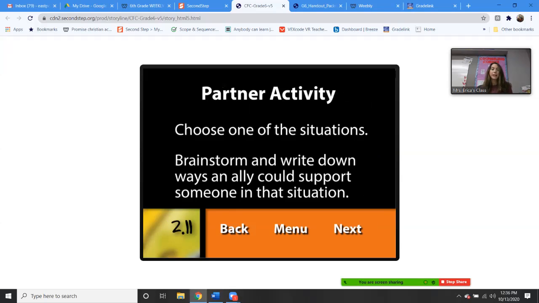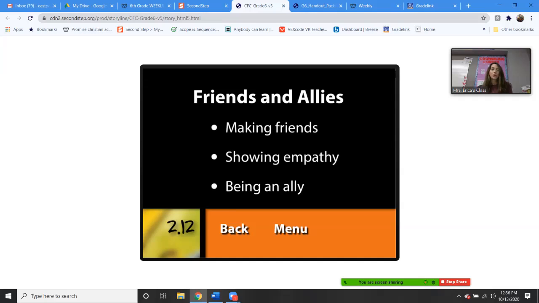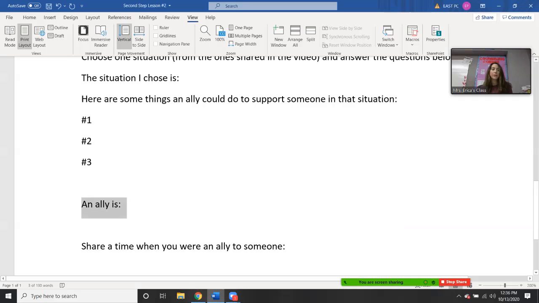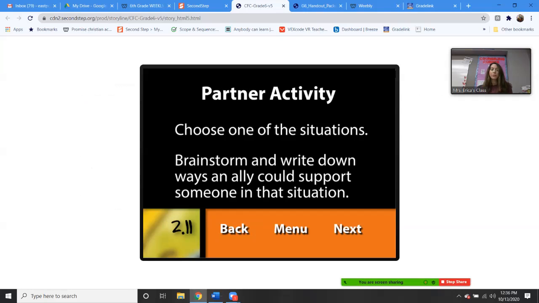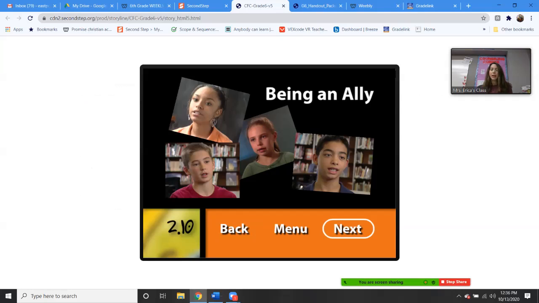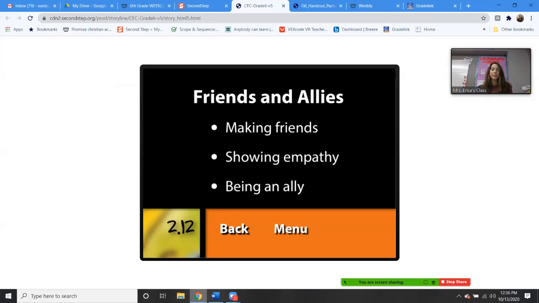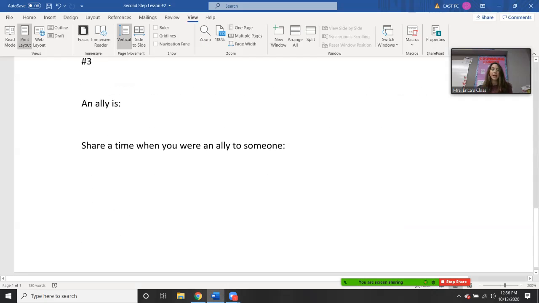Okay, so we're going to be writing down some ways that we could be an ally to somebody in the situations that they showed. You can choose one of the situations that they discussed in the video. If you need to go back, you can go back. So write down the situation you chose, and then write 3 ways that you could be an ally to the person. You might need to go back and watch what we just watched again, and then choose one of them and just type up 3 ways. And then define what is an ally.